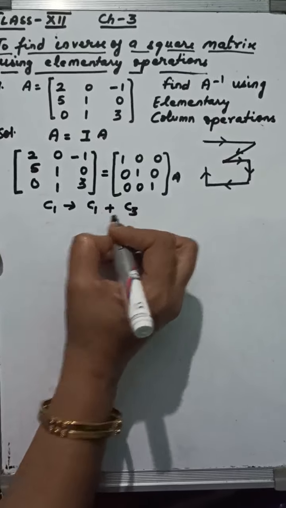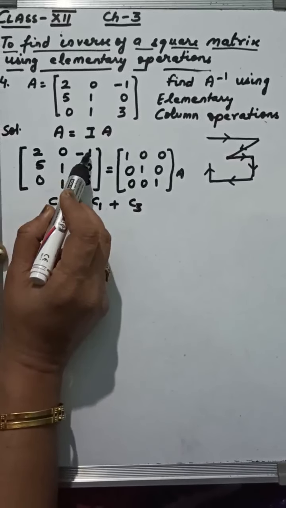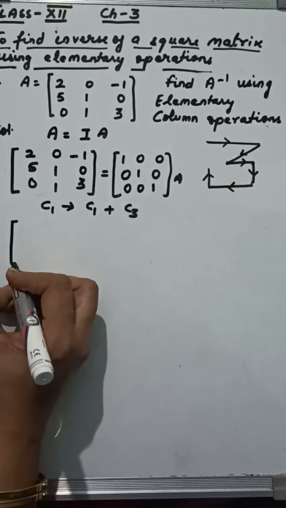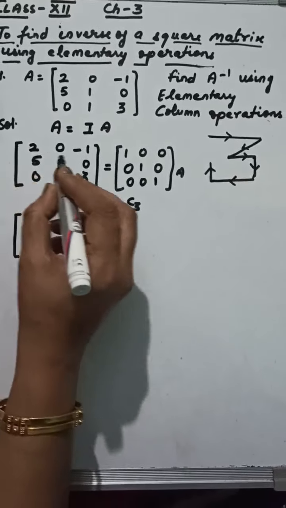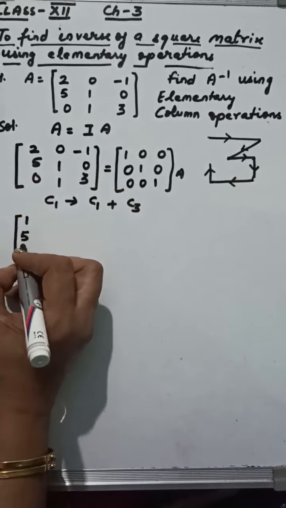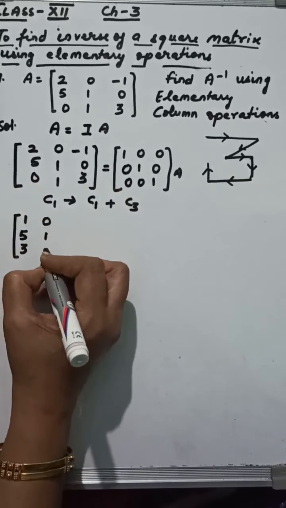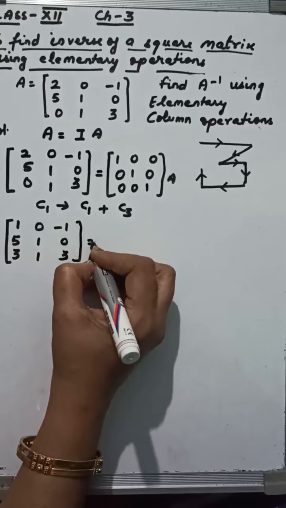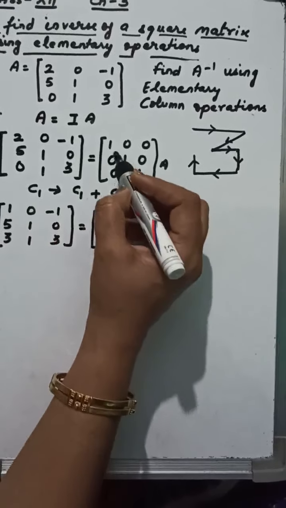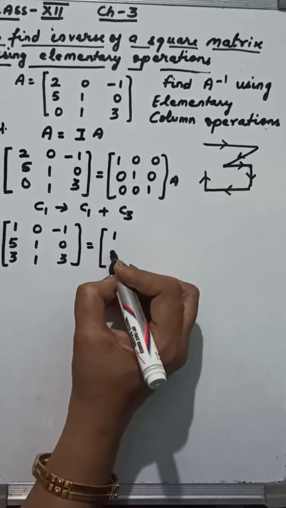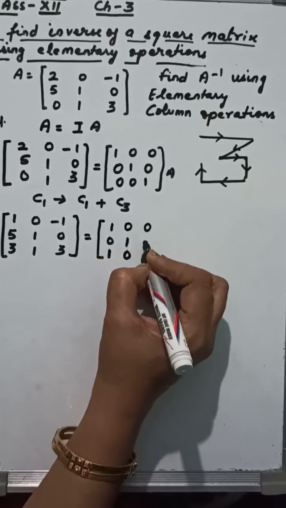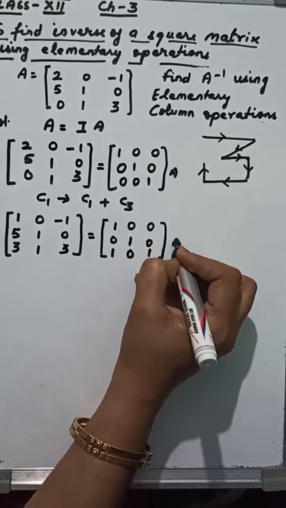plus C3, means first column plus third column, 2 minus 1, this will become 1. So it is 1, 5 plus 0, 5, 3. Second column as it is, third column as it is. The same operation is applied on the right hand side: 1 plus 0, 1, 0, 1. These two columns remain as they are.